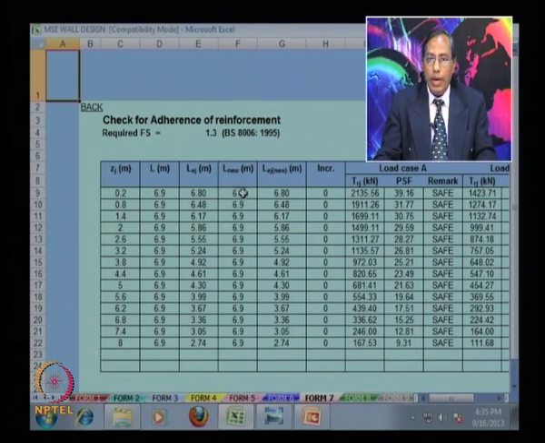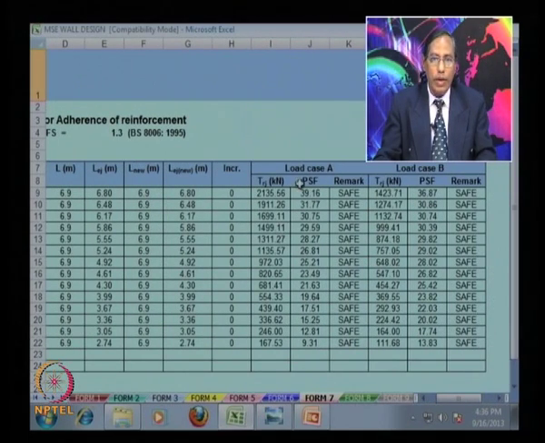Then you know that L of nu will be equal to 6.9, the same as the L we are keeping, and then L e is 6.80, 6.48, 6.17, 5.86, 5.55, 5.24, 4.92, 4.61, 4.30, 3.99, 3.67, 3.36, 3.05 and 2.74, and at the bottom here it is 0. So, here for load case A and this B.